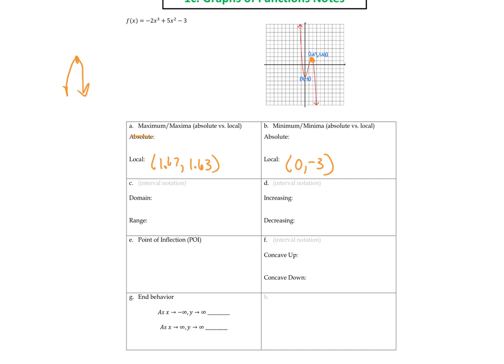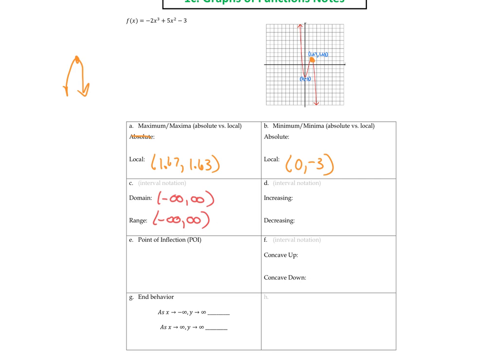So now we're going to go to domain. Domain is left to right, and I have arrow on the left, arrow on the right, so that's -infinity to infinity. And range is bottom to top, arrow at the bottom, arrow at top, so that's also -infinity to infinity.